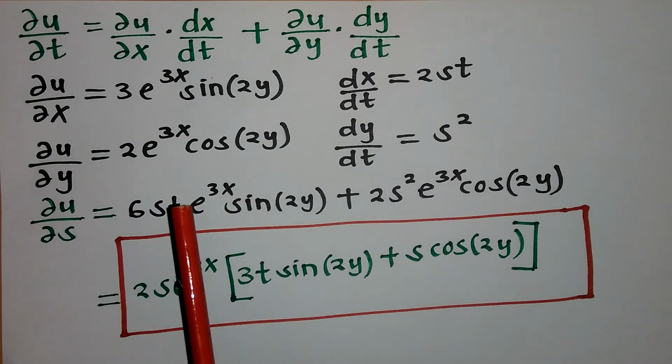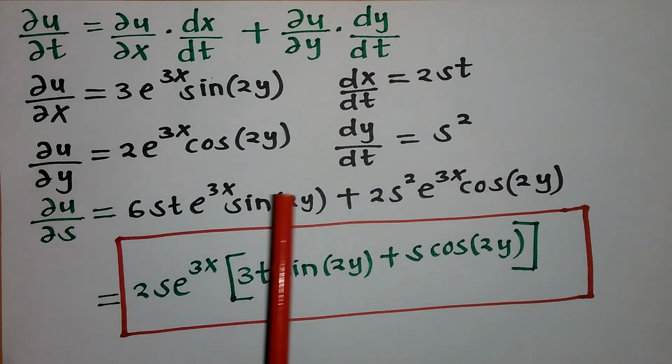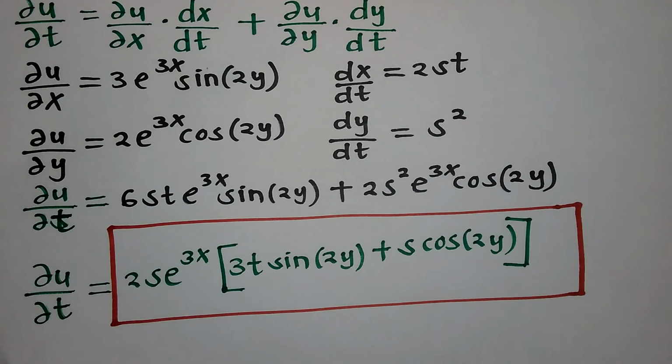This one is the derivative of u with respect to t. I'm so sorry, we are going to change that. I've already made a correction here. This is supposed to be du over dt, not du over ds. So this is going to be the final answer.